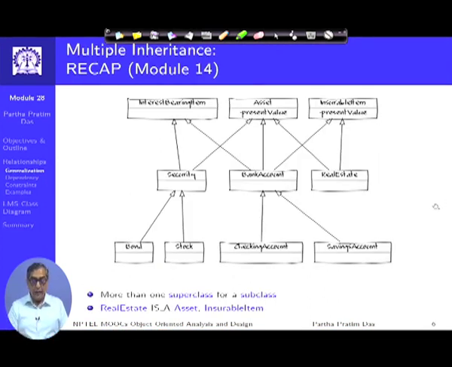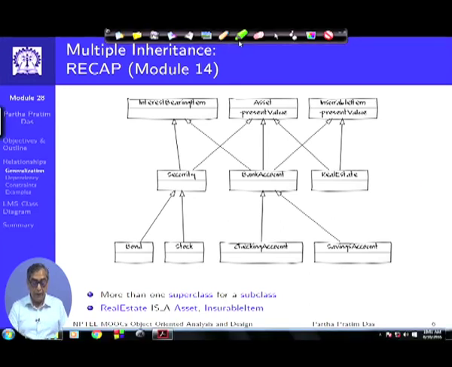Naturally, in terms of inheritance, you can have multiple inheritance. This is again a slide from module 14, where we had shown that bank account is a specialized class. It is specialized from interest bearing item, asset, as well as insurable item. So, it says that the interest bearing item has the property that I can earn interest on the deposit that I have. Bank account has that property, bank account allows us to do that. So, we have a specialization on this.